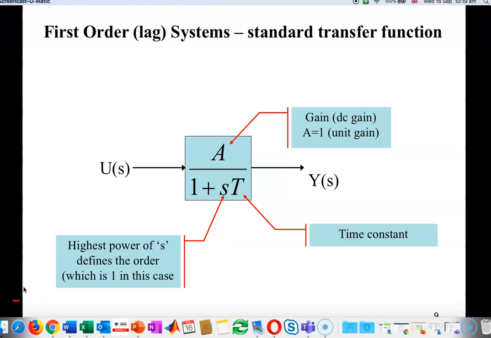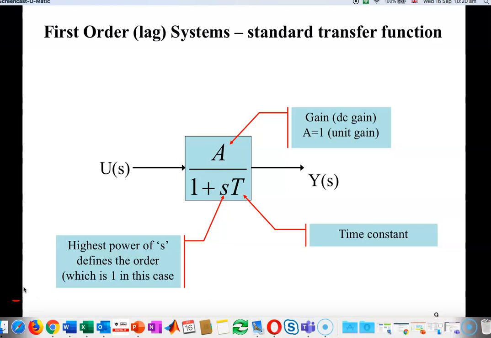Now, first order systems, we tend to use two standard formats. This is one of them. This is a very direct, simple way to define a first order system. And over here we have two constants. A is known as the DC gain of the system. S is the frequency variable, so that's a variable there. T is a constant. It's known as the time constant.